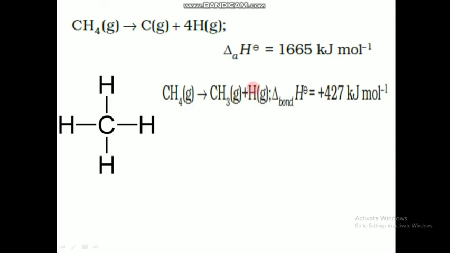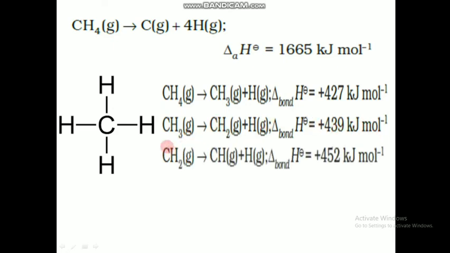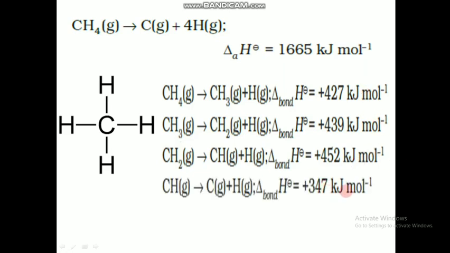So that's why we are calculating each of them. CH4 giving CH3 plus hydrogen gas. It is the first reaction. So to break this one bond, we are writing the first equation. It will be around positive 427 kilojoules per mole. And next we are finding the second, CH3 giving CH2, which is 439. Again we are finding the next one. In each case we have different values. One is 427, one is 439, one is 452, one is 347. So we can't tell any of them to be the bond dissociation enthalpy of this particular molecule.